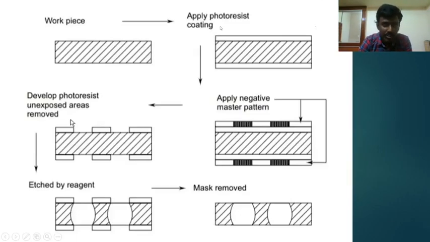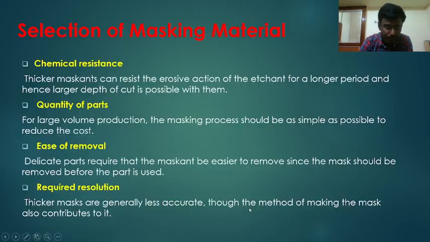This is the workpiece, and the photoresistive coating is applied as a mask, and then it is removed, and the etchant solution is applied, which helps us to remove the material, and then the mask is removed. This is the final desired workpiece.